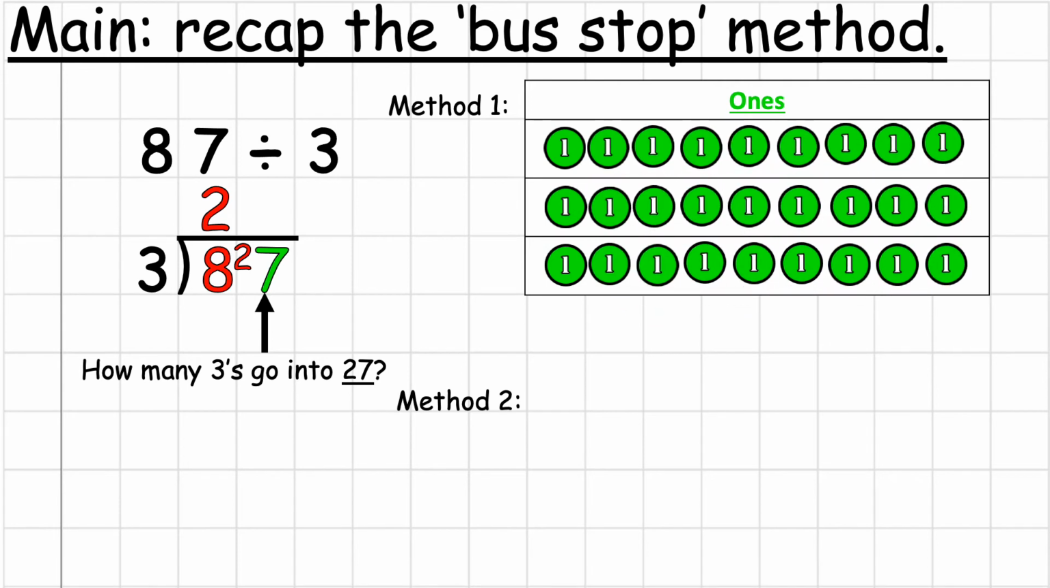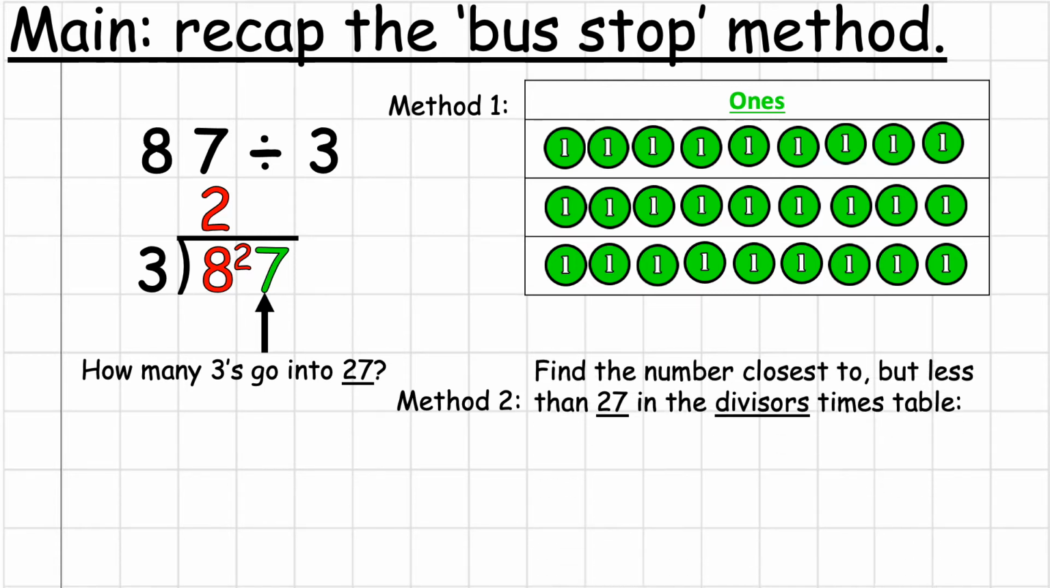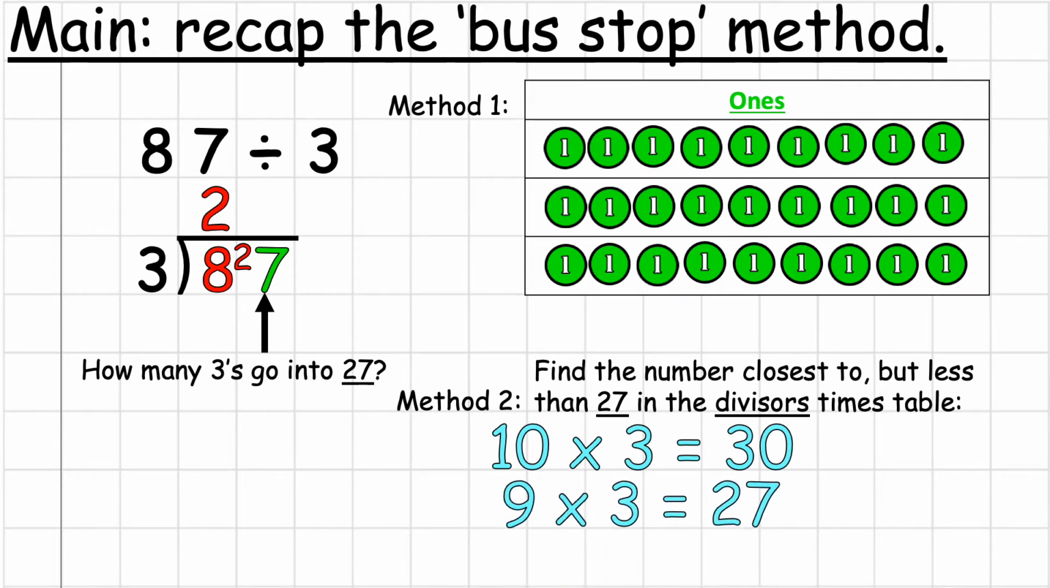Let's divide them all up, and there's equal columns of 9. So 1, 2, 3, 4, 5, 6, 7, 8, 9. So 9. There are 9 3's in 27. How else can we prove that? We can once again use this method. 10 times 3 equals 30, so that's too big. 9 times 3 equals 27 exactly. So I know there are 9 3's in 27.